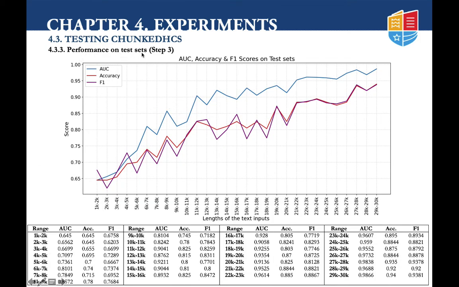Finally, the performance on the test set, with ranges from 1,000 to 30,000 characters. All of the classification metrics used in this study, AUC, accuracy and F1 score, increase when the text gets longer. For the shortest text, with an interval between 1,000 and 2,000, the accuracy is 0.645, the red line here. It increases as the text gets longer, reaching up to 0.94 when the text is around 30,000 characters.